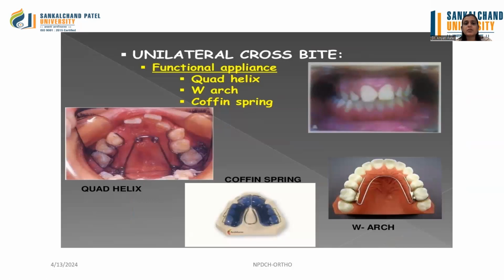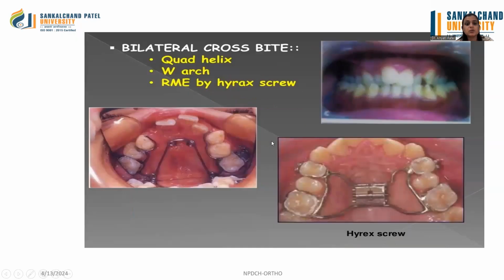Now comes the unilateral crossbite. When there is a unilateral crossbite and the patient comes in the growing age, we can use expansion appliances like the quad helix, W arch and coffin spring. This is a quad helix, coffin spring and W arch. These are the normal removable expansion appliances which we use.